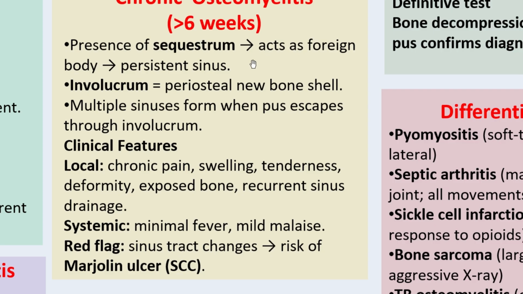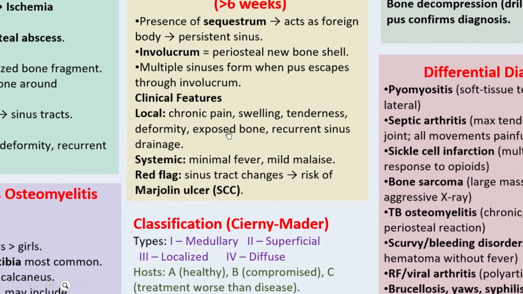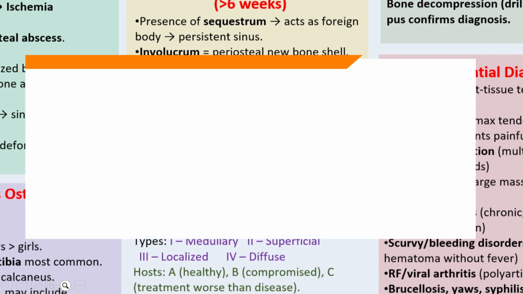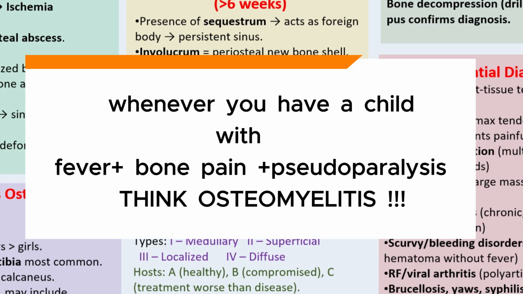So when you look at chronic osteomyelitis, most of the time it's easier to detect compared to the acute, because the child may actually only present with generalized features, maybe a fever. But what is important is that whenever you have a child with a fever or history of a fever and bone pain or localized bone pain and pseudoparalysis, where the child does not want to move that limb, always and always think about osteomyelitis until you prove otherwise.